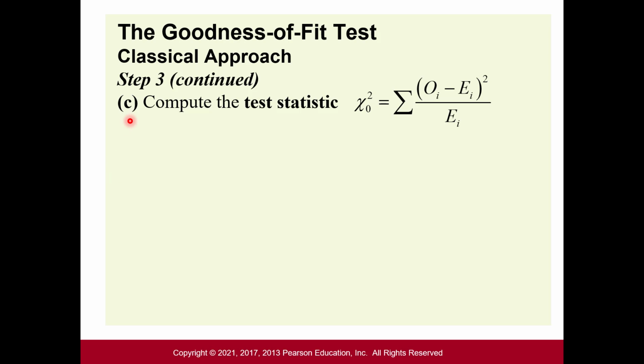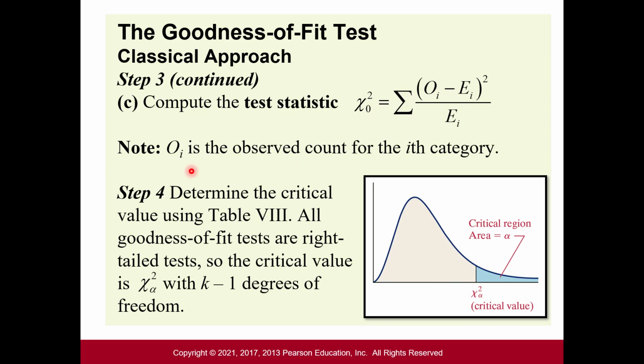And then continuing, part C, compute your test statistic. So our test statistic is going to be denoted chi sub 0 squared or chi naught squared. And it's just our formula that we looked at already. Once we have this test statistic, the next thing we want to do is look at our critical value from our chi-square distribution table. Based on alpha, you're going to get your critical value, chi sub alpha squared. And you get that from the table also looking at your degrees of freedom, which is k minus 1. So we'll go through all this.